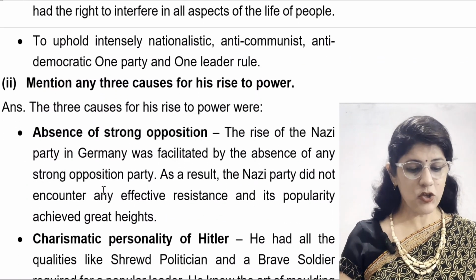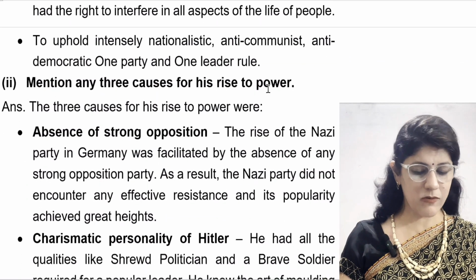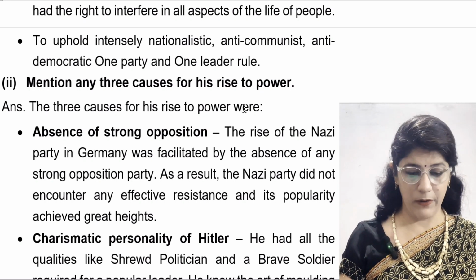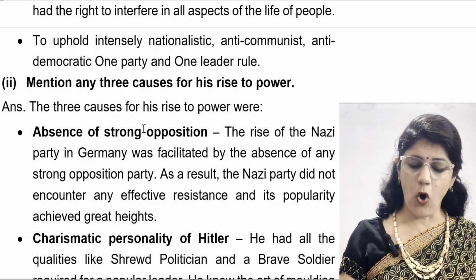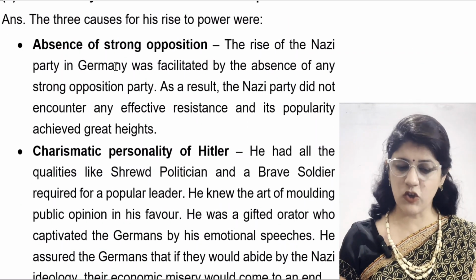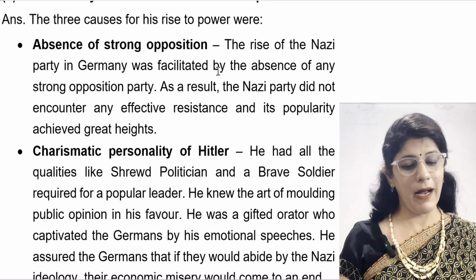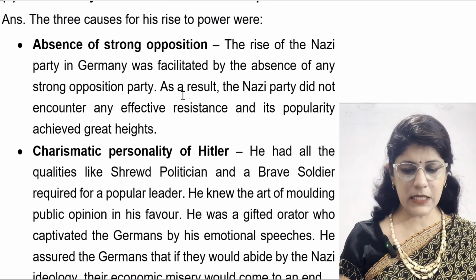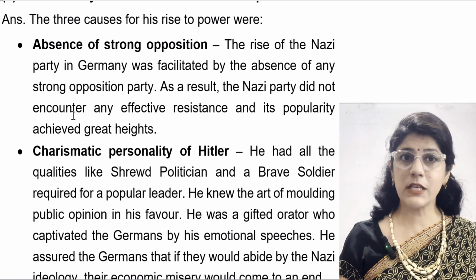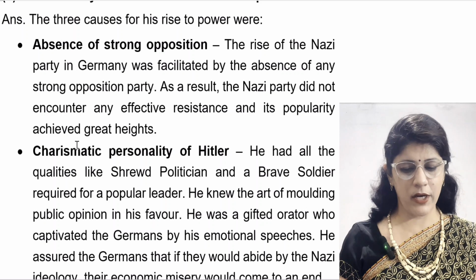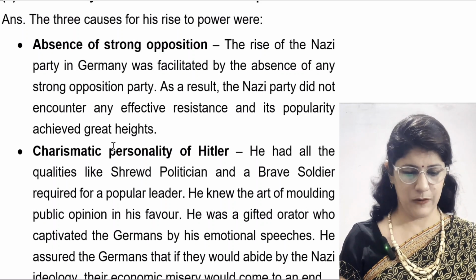Second part, mention any three causes for his rise to power. The three causes for his rise to power were: absence of strong opposition. The rise of the Nazi Party in Germany was facilitated by the absence of any strong opposition party. As a result, the Nazi Party did not encounter any effective resistance and its popularity achieved great heights.